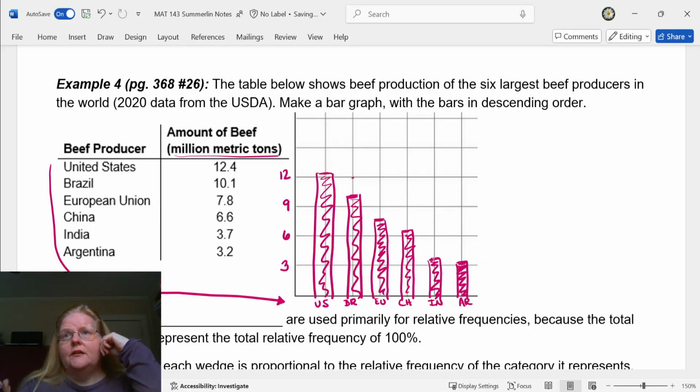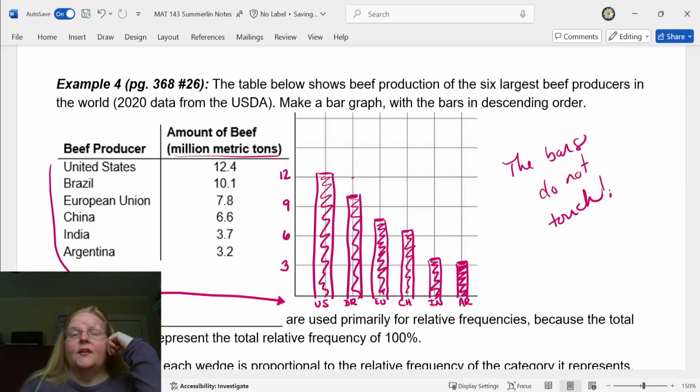Do you understand? The numbers are going to go on the side. The words are going to go across the bottom. The bars do not touch. That matters.